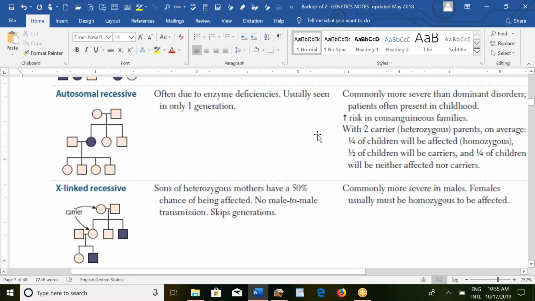Commonly more severe than dominant disorders, patients often present in childhood. Increased risk in consanguineous families, where they are marrying within the same family. With two carrier or heterozygous parents, on average 1 out of 4 children will be affected. So heterozygous with heterozygous, and half of the children will be carriers, and 1/4 of the children will be neither affected nor carriers. So one will get a green signal that nothing is wrong here, but two will be carriers and one will be affected.